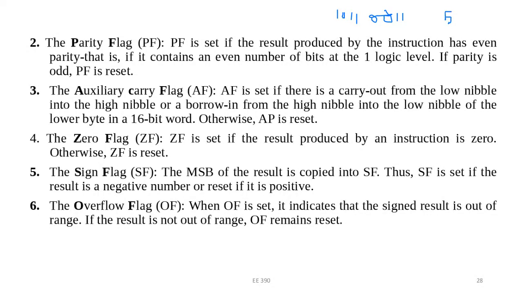So this is called odd parity. And if we have an even number of ones, then it is called even parity. For even parity, an even number of bits at logic level one, the parity flag is set. The parity flag is set if there is an even parity, and if the parity is odd, then it is reset. That's it. So this is called the parity flag.